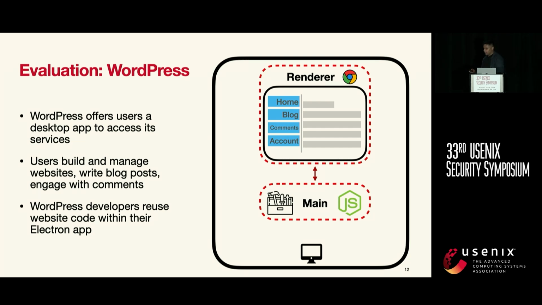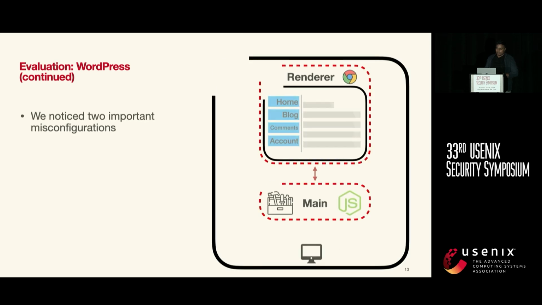WordPress offers an Electron app, which essentially for the large part of it is just ported from their website directly. So although it looks like a native app and it lives in a different bubble on your system, it looks almost the same as it would within a web browser. So it has your home, it allows you to write your blog post, look at your comments, go through your account, things like that. But when we evaluated it using Inspectron, we noticed 2 important misconfigurations.